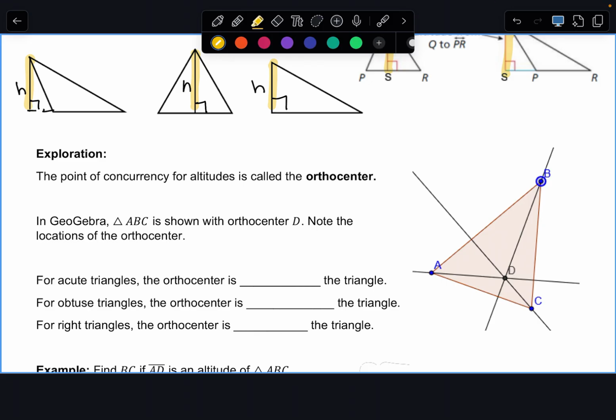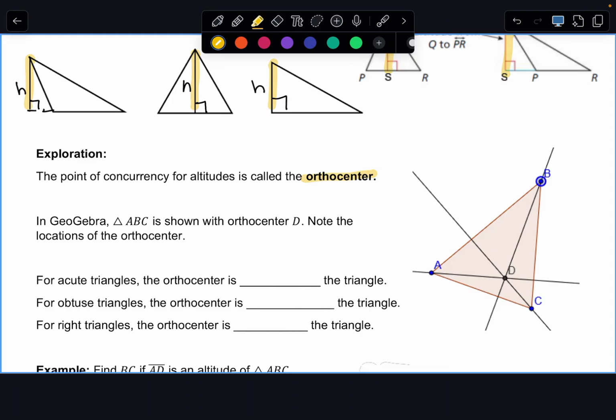Something else that you won't be tested over, but the point of concurrency for altitudes, that point in the center where they all meet, is called the orthocenter. So on my poster up here, it just says orthocenter. It doesn't say underneath it, intersection of altitudes. But this picture shows you all of the altitudes, and we call that the orthocenter. The point of concurrency is the orthocenter.